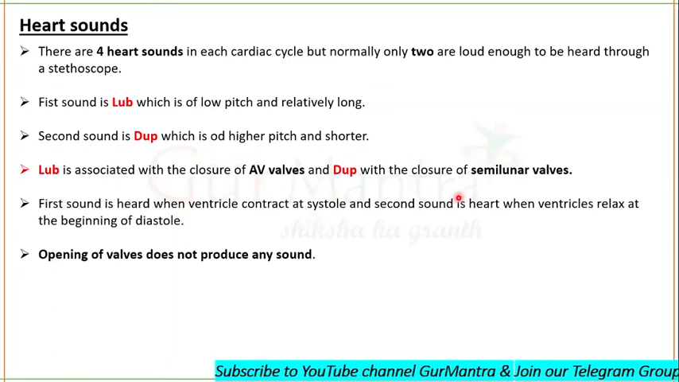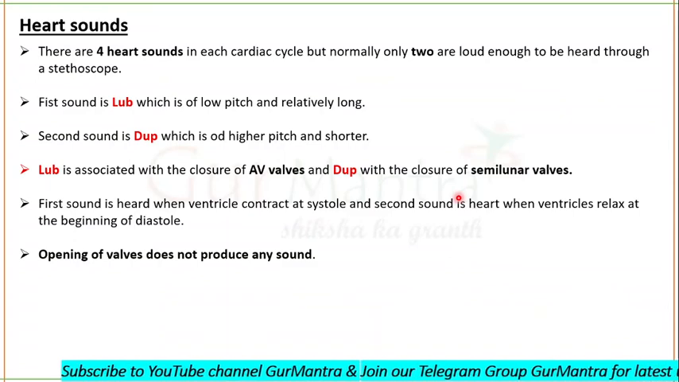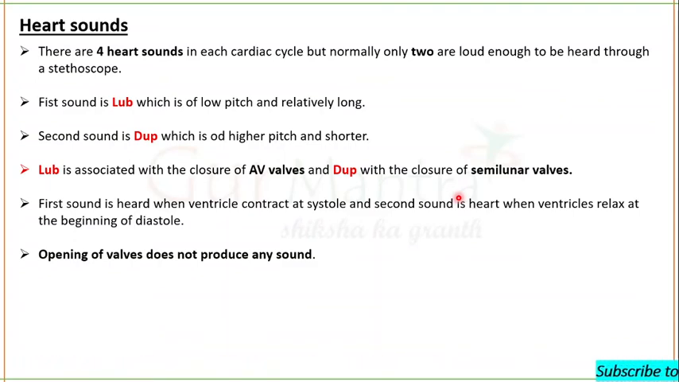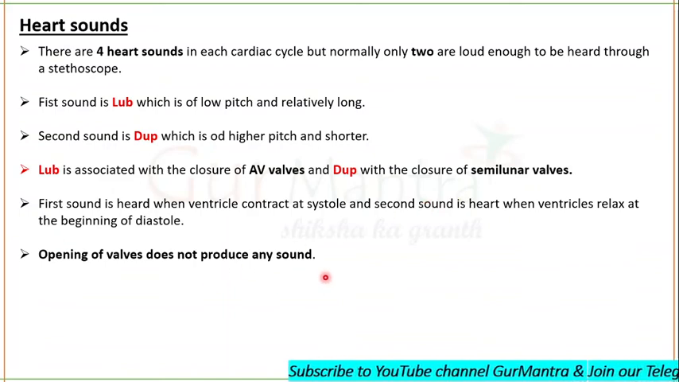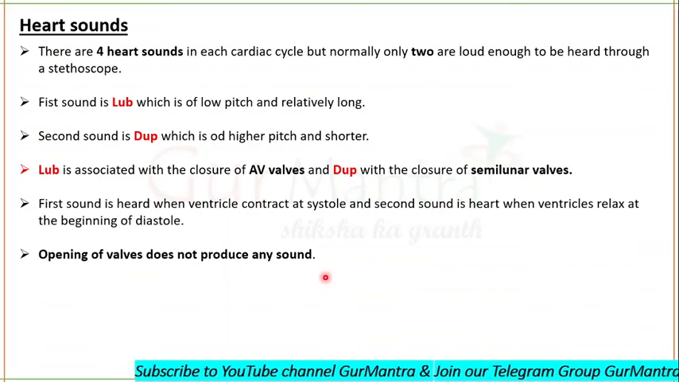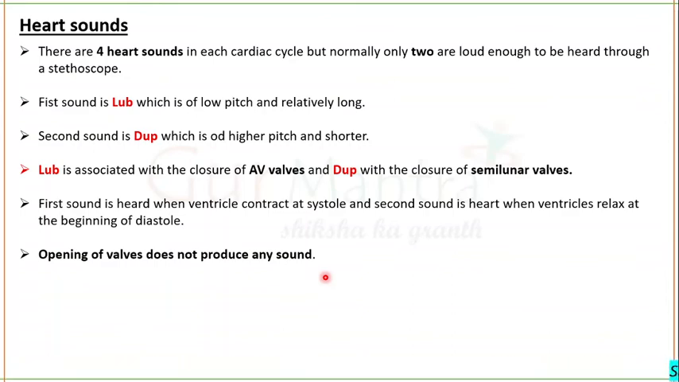The dub sound is produced when the semilunar valves close to prevent the backflow from the pulmonary trunk and aorta into the left and right ventricles. But when these valves open, there is no sound. Remember this: no sound is produced when these valves are open.